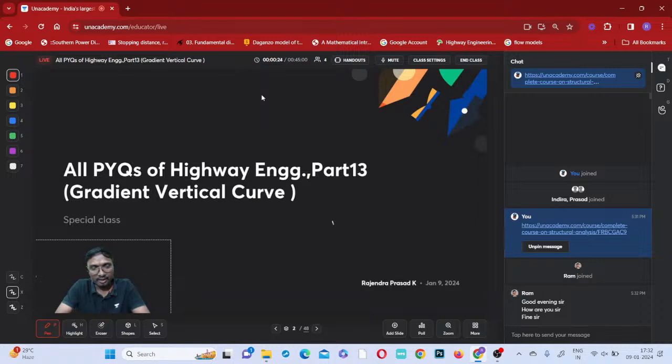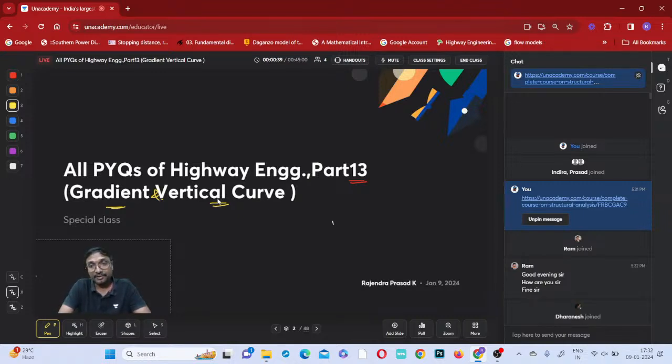So this is all PYQs of highway engineering, part 13. Up to 12 parts we have done. Now we'll be going for part 13, gradients and vertical curves. In the previous class, up to the transition curve we have completed and finished, and now we'll be going for gradients and vertical curves, if you just observe.